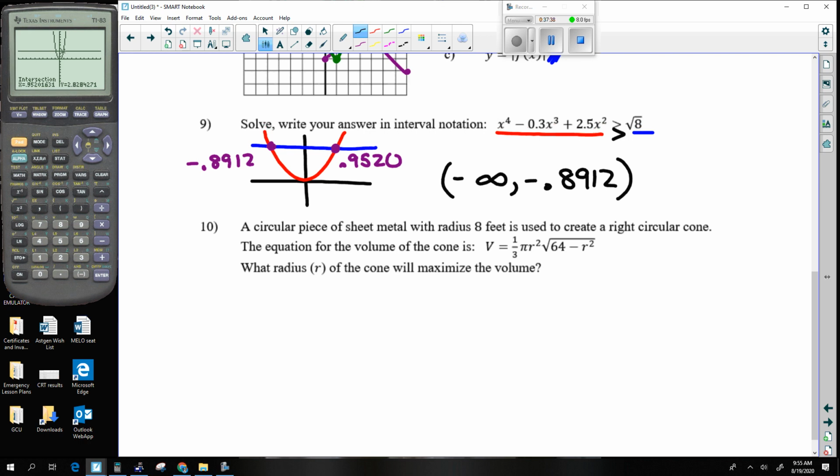And then there's more answers, so I do that union symbol again. I described all of this, and now I need to describe all of the line that is bigger than the 0.95. So that would be 0.9520 to infinity.